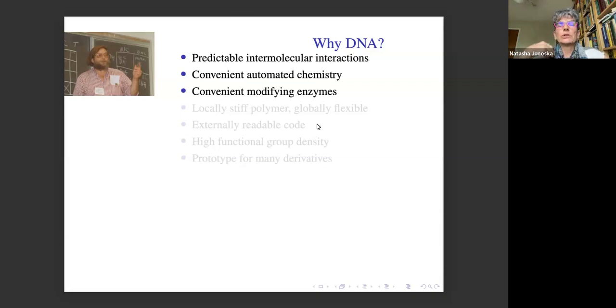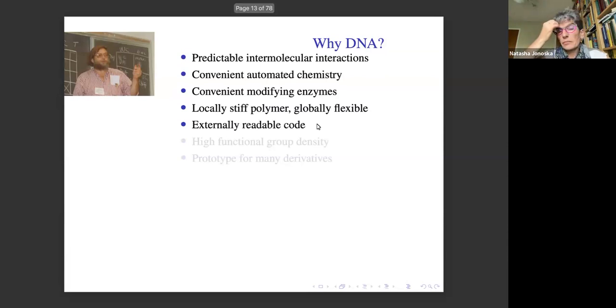There are enzymes, so nature has already provided enzymes that modify the DNA in a variety of ways, so we can use them, we don't need to invent them. It's a locally stiff but globally flexible molecule. If I have a very short double-stranded molecule, the duplex, the double helical structure, it's very stiff. It's really like a Lego block, like rotini, if you wish. But if it's long, then it's actually quite flexible. You can sequence and you can read the code, right?